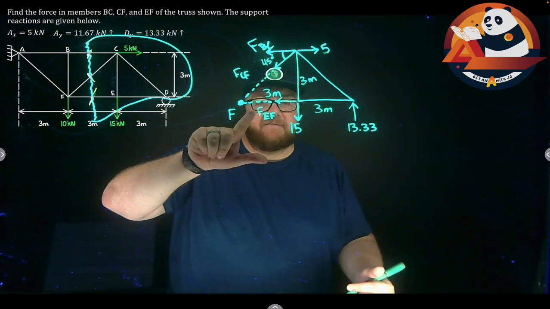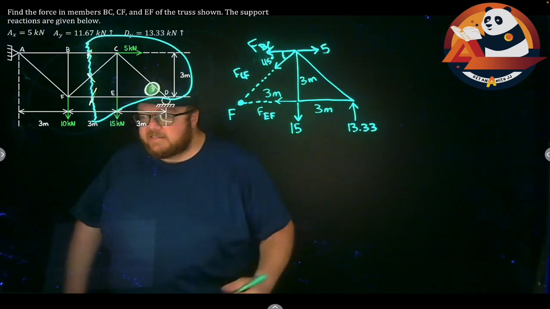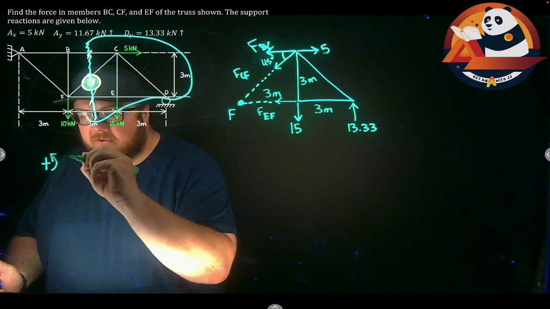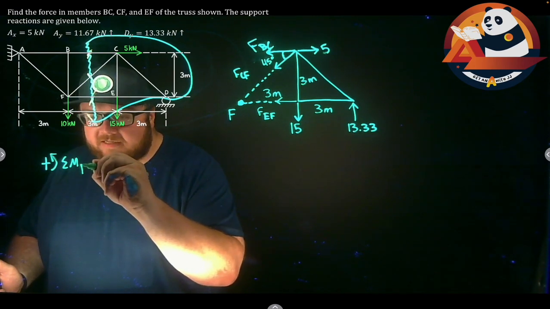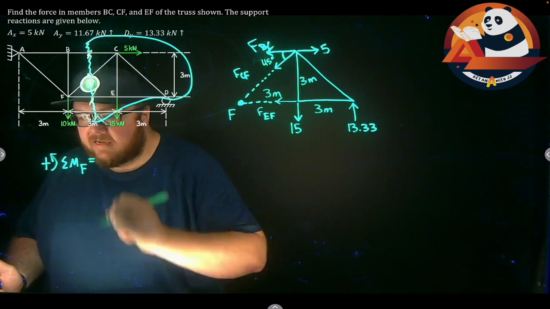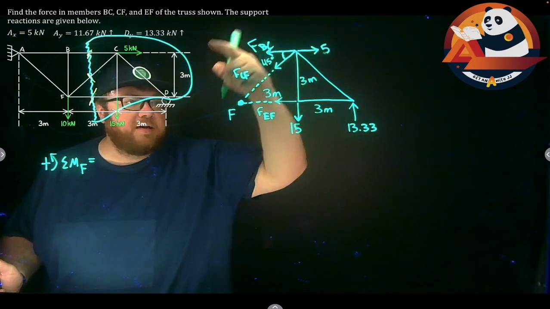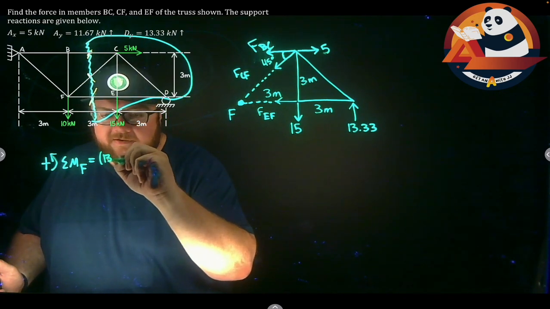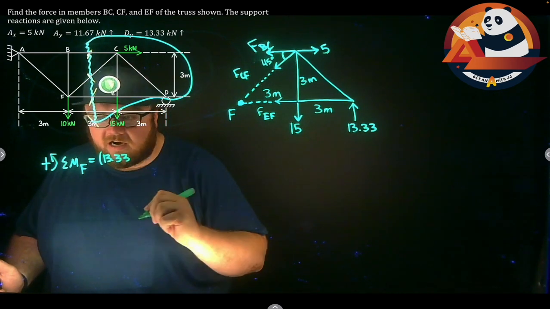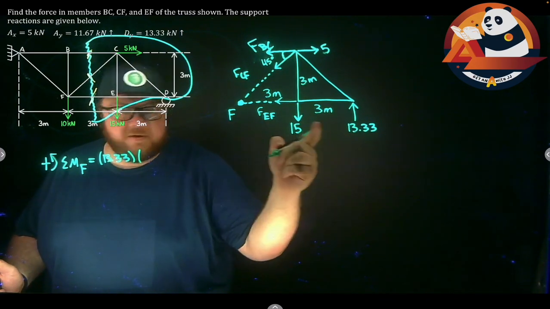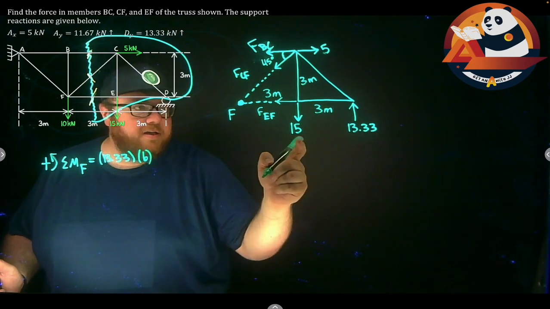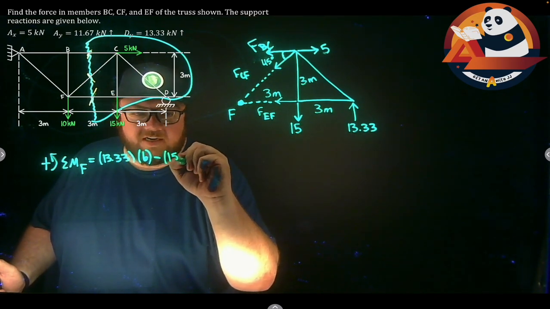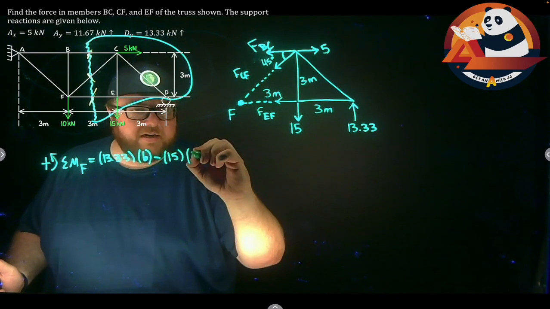I'll get rid of FCF and FEF with that, leaving me with FBC. So with positive going counterclockwise, let's sum up our moments about point F. The 13.33 will cause a counterclockwise rotation. So 13.33 for my support reaction at D_y times 3 plus 3, 6. That 15 will cause a clockwise rotation, so subtracting it, minus 15 times my distance here, which is just 3.